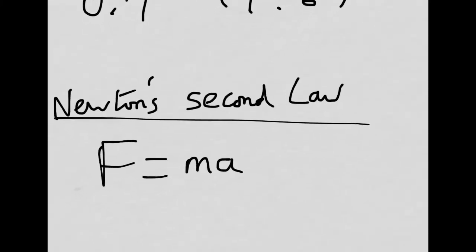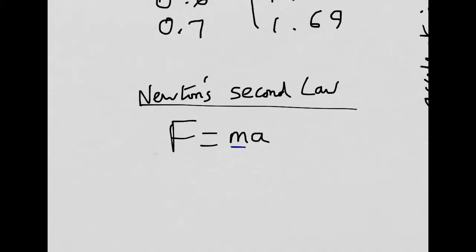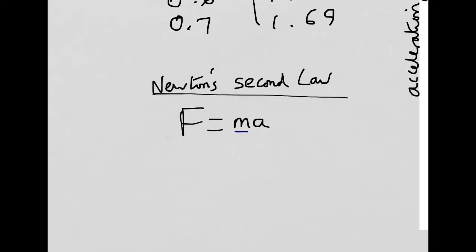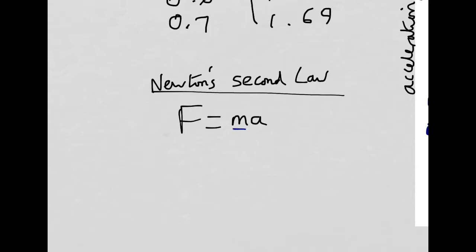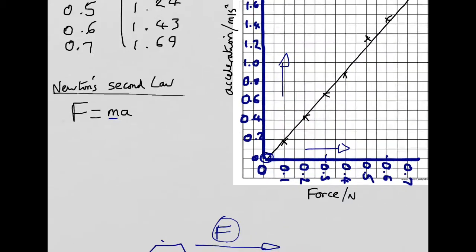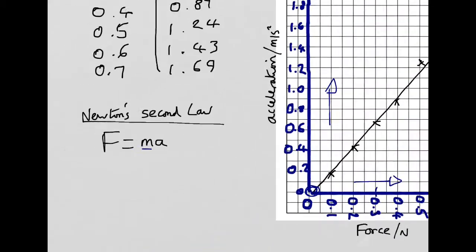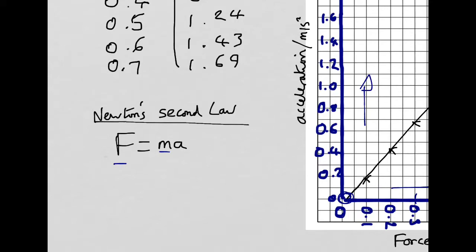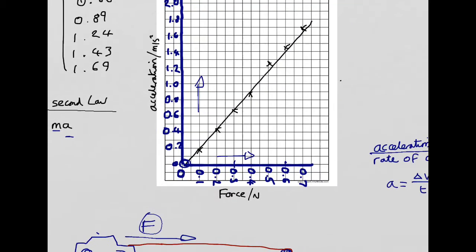We have a constant in here, m, mass. So we kept mass constant. We didn't change it, as we said before. We took the masses off the car, put them on the hanger to keep the mass constant. And this is actually Newton's second law. This car obeyed Newton's second law. Okay, bigger force, bigger acceleration.